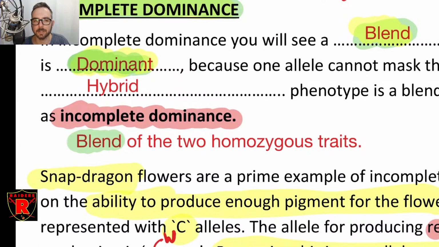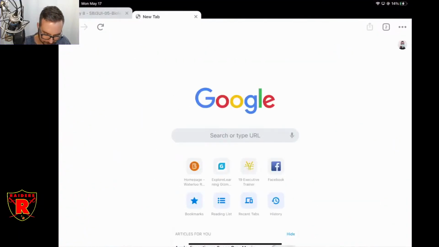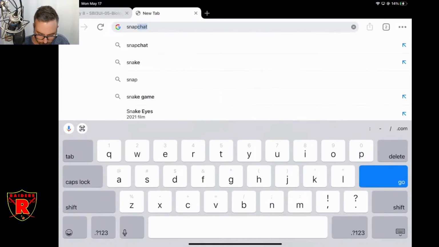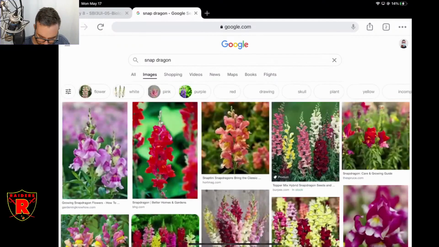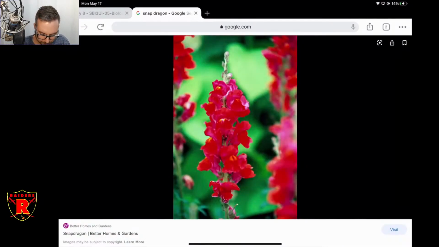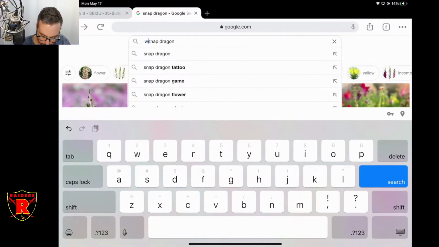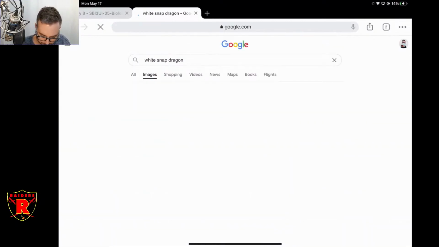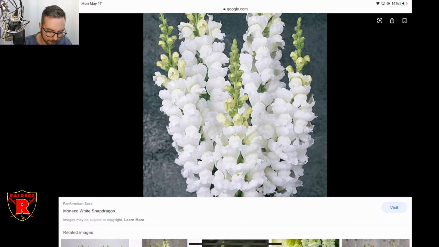So I'm going to give you an example here of a trait that follows incomplete dominance. This is a real one. Okay, some of the examples from the textbook and the practice problems are not real ones, but this is an actual real one. Snapdragons, beautiful flowers. Let me show you what they look like. It helps to have something envisioned in your mind. This is a snapdragon right here. There's a red one. Okay, let me find a white one too, so for comparison, because we're going to talk about red and white. This is a white snapdragon. Okay, pretty flower, isn't it?